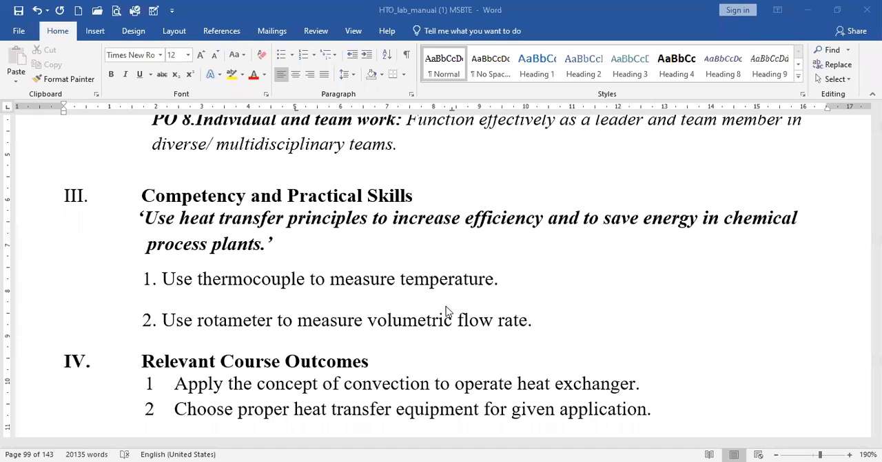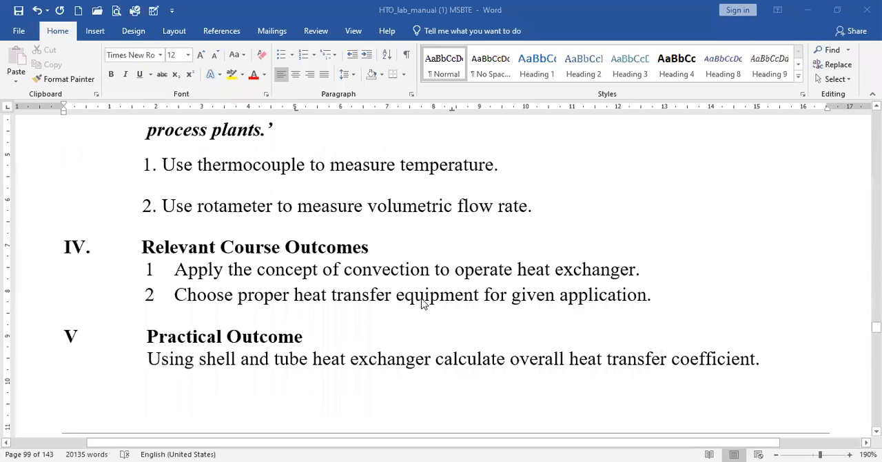So for the observations and calculation part, to calculate the overall heat transfer coefficient, we have to measure the temperatures with the help of thermocouples or RTDs, whatever is available in that experimental setup. Then we have to measure the volumetric flow rate with the help of rotameters.